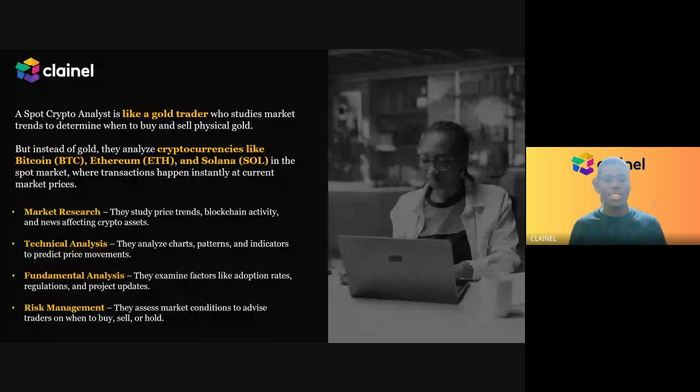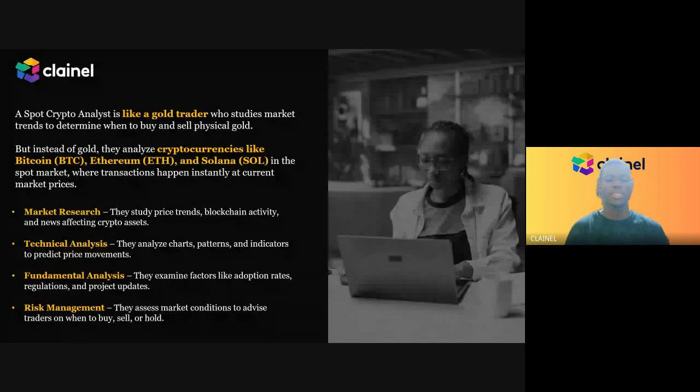Then fundamental analysis, like I said before, here also means regulations and adoption rates. Adoption rates means, okay, there's something they call ETFs. Is this coin being adopted? Spot ETFs are when a particular cryptocurrency is already in the stock market, so you can buy it as a stock. Right now Bitcoin is already a stock, so you can actually buy Bitcoin as a stock.